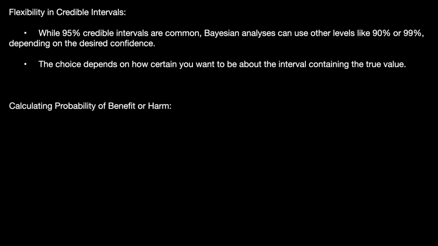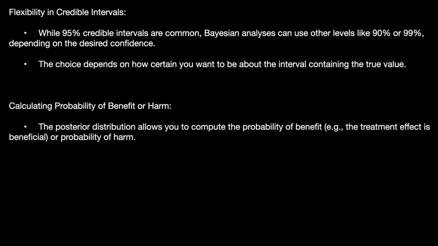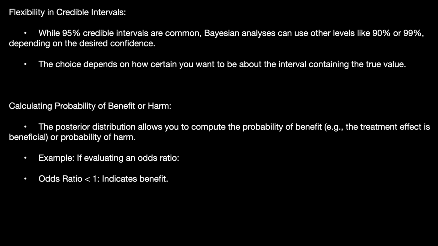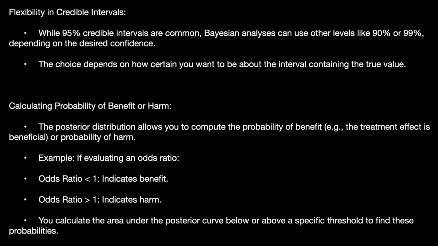And calculating the probability of benefit or harm, the posterior distribution allows you to compute the probability that the treatment effect is beneficial or that the treatment effect is harmful. So for example, if you are evaluating an odds ratio, less than 1 indicates benefit, and an odds ratio of more than 1 indicates harm. You calculate the area under the posterior curve above or below a specific threshold to find these probabilities. Say, for example, in the last one you saw, the area under the curve, that is the red, was more, so the probability of benefit is more with the intervention.